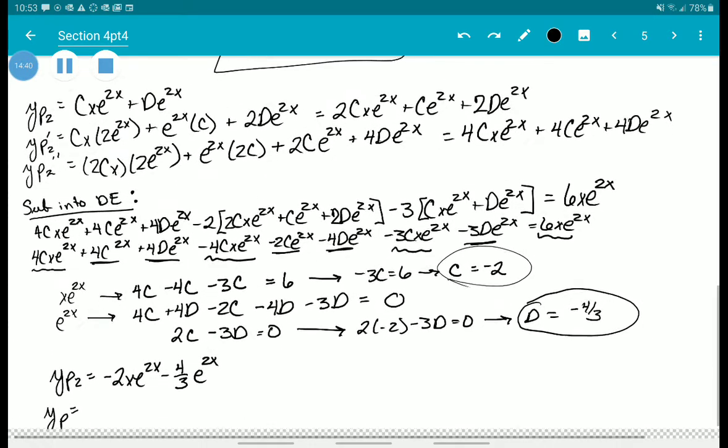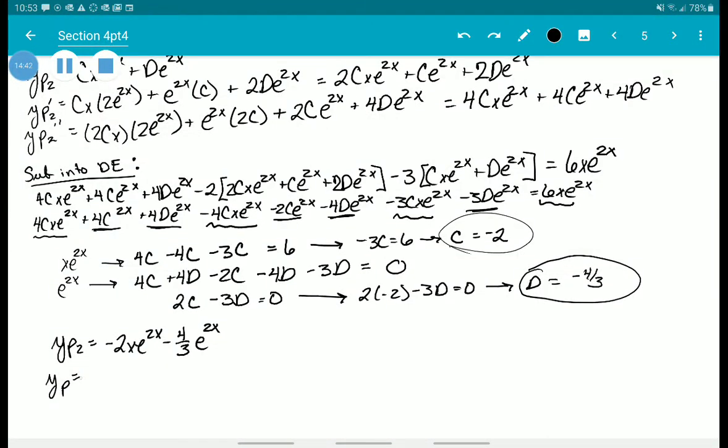So when we split it up, we looked at the linear and the exponential piece separately. So now if we put that particular piece together, it's going to be yp1 plus yp2. We said yp1 was negative 4/3 x plus 23 over 9. And yp2 was minus 2x e to the 2x minus 4/3 e to the 2x. So there's our particular solution.